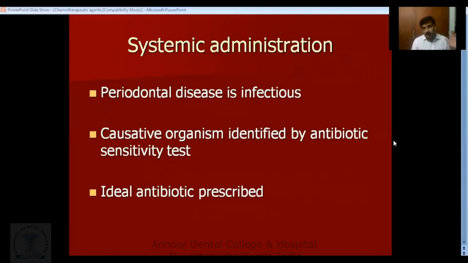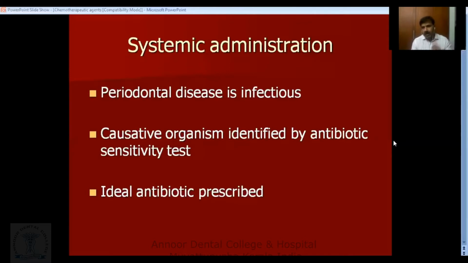Now, as I told you before, periodontal disease is infectious. It is caused by microorganisms. And basically, in most cases, you try to remove these microorganisms by mechanical means. But there are certain cases in which you may have to use antibiotics as an adjunct.